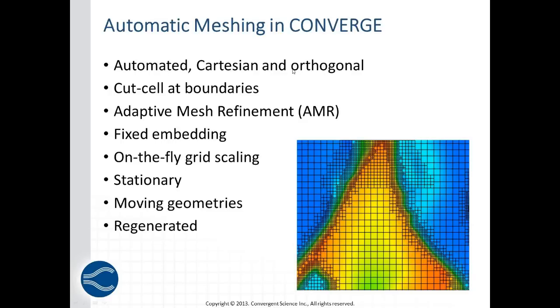It's Cartesian and it's orthogonal, so it should minimize numerical diffusion, and should also be much faster than a highly skewed mesh. We use a cut cell approach at the boundaries, and then most importantly we apply what's called adaptive mesh refinement, where we refine the mesh, frankly, where the action is happening in the CFD case.